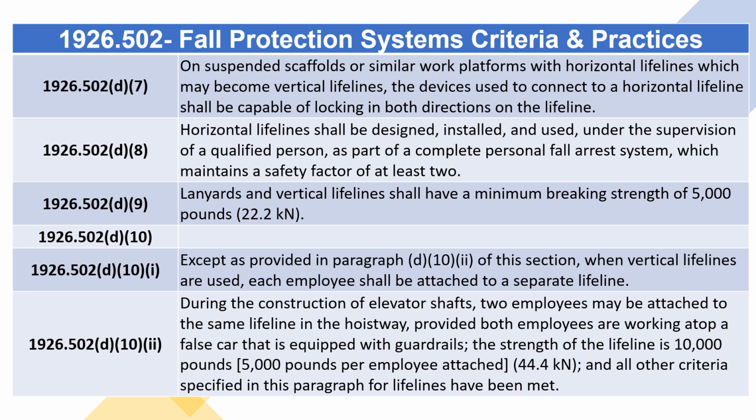1926.502 D10(1): Except as provided in paragraph D10(2) of this section, when vertical lifelines are used, each employee shall be attached to a separate lifeline. 1926.502 D10(2): During the construction of elevator shafts, 2 employees may be attached to the same lifeline in the hoistway, provided both employees are working atop a false car that is equipped with guardrails, the strength of the lifeline is 10,000 pounds (5,000 pounds per employee attached, 44.4 kN), and all other criteria specified in this paragraph for lifelines have been met.